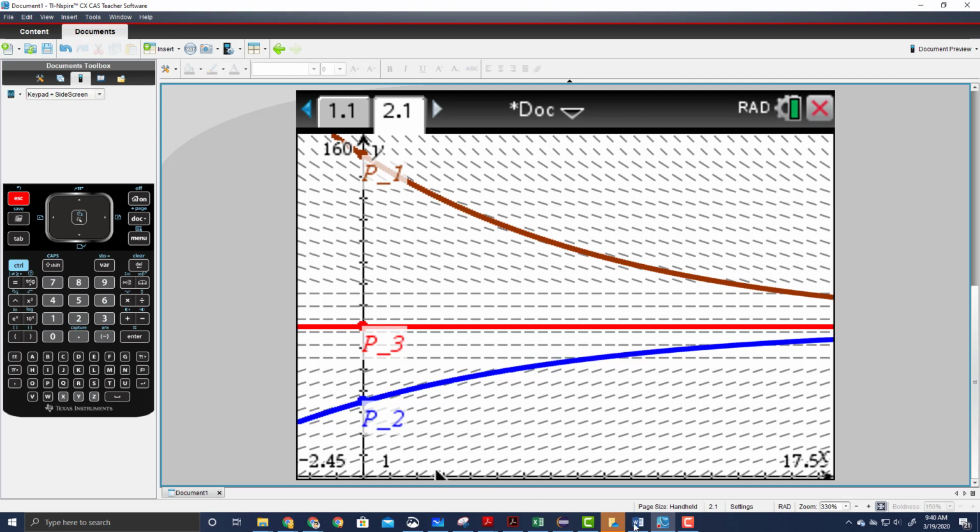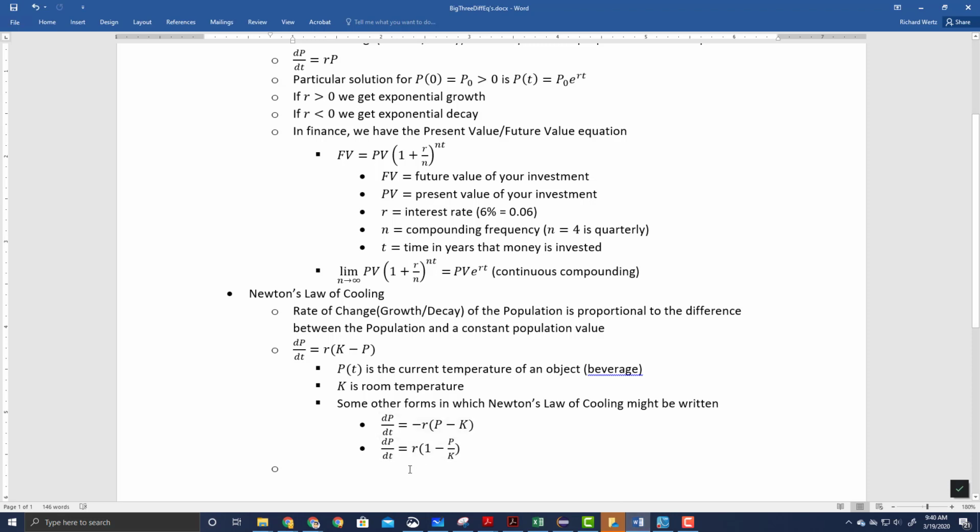So let's put that in our notes, and we'll say for initial conditions, if p of 0 equals k, we get a solution of p of t equals k. That's our lukewarm water.